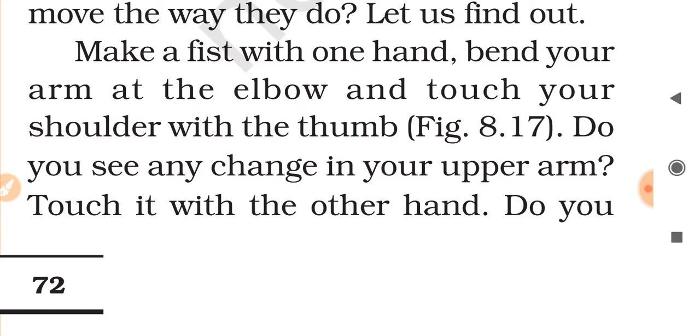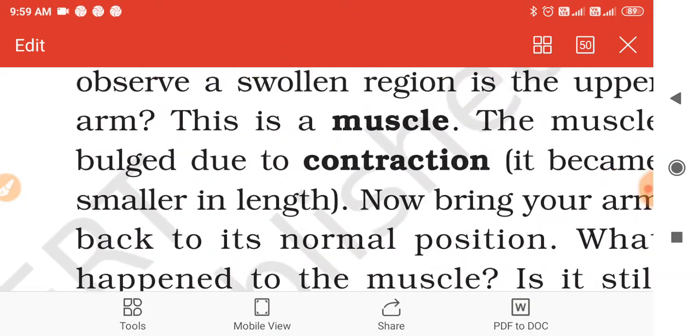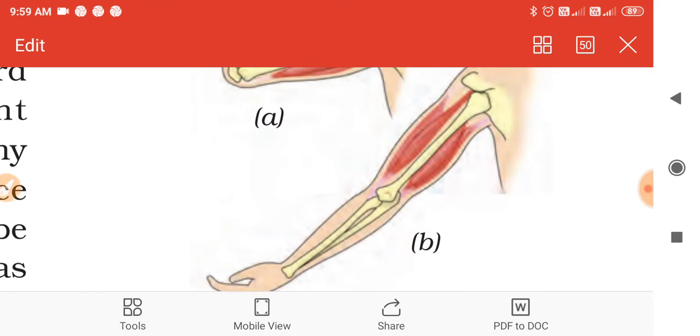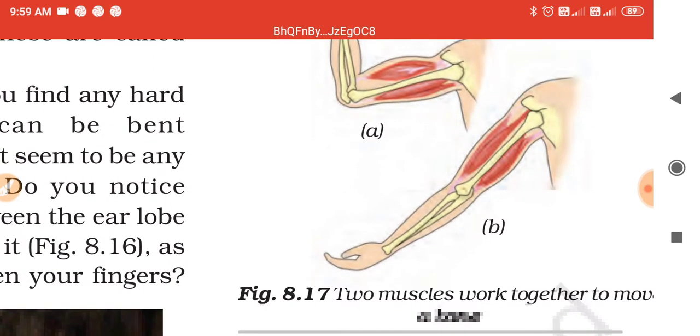Do you see any changes in your upper arm? Touch it with the other hand. This type of figure is given. You have to do this type of activity if you do not understand. First activity is A, then B.